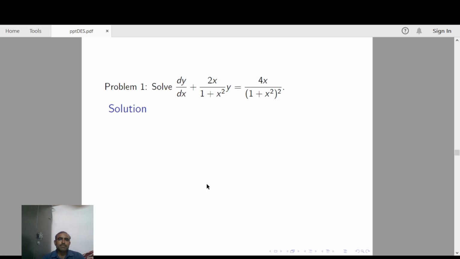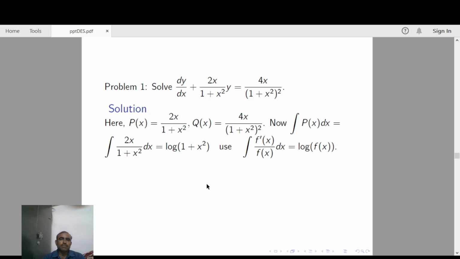Solve dy by dx plus 2x by 1 plus x square into y is equal to 4x by 1 plus x square whole square. First observe this equation. Is it in the form of dy by dx plus p of x into y is equal to q of x? Yes, it is in the form of dy by dx plus p of x into y is equal to q of x, where p of x is equal to 2x by 1 plus x square and q of x is equal to 4x by 1 plus x square whole square.